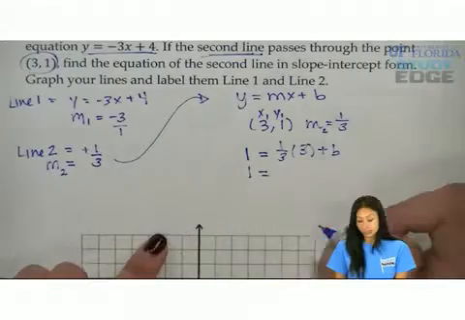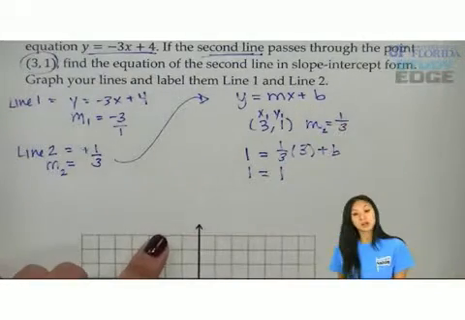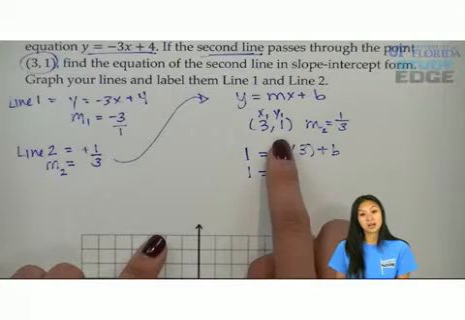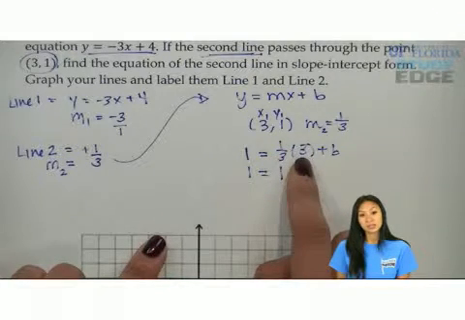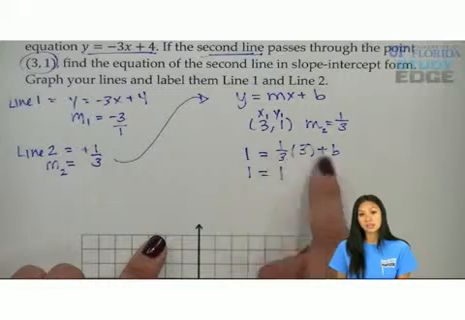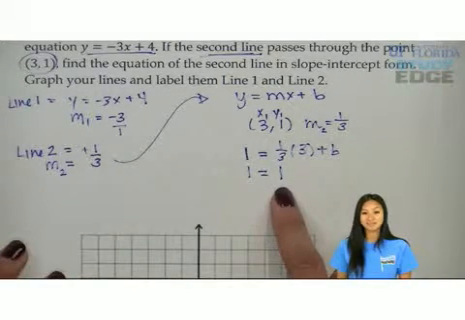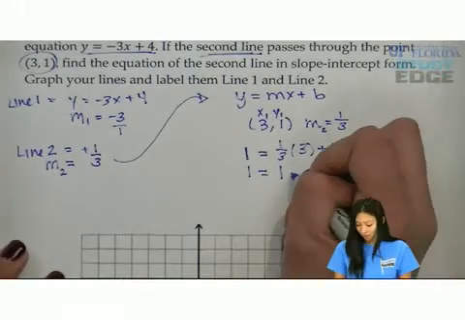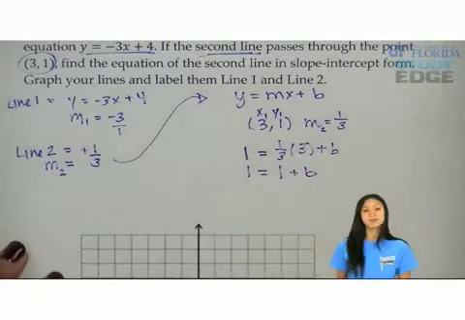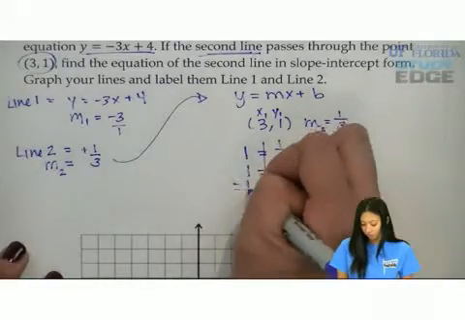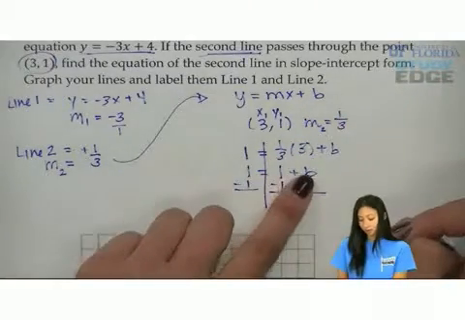1/3 times 3 is just 1. If you're not sure why, remember, with fractions, you can just multiply straight across. 1 times 3 is 3, 3 times 1, because it's over 1, is 3 as well, and 3 divided by 3 is just 1. All right, I have 1 plus b. To get b by itself, that means solve for b, I'm going to subtract 1 on both sides.